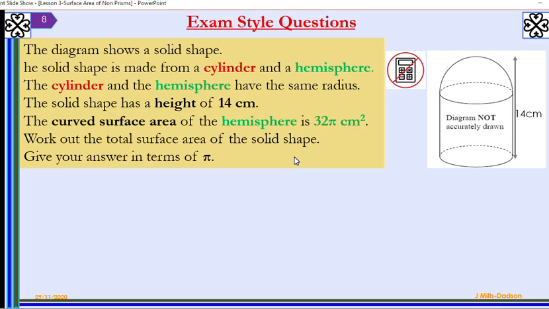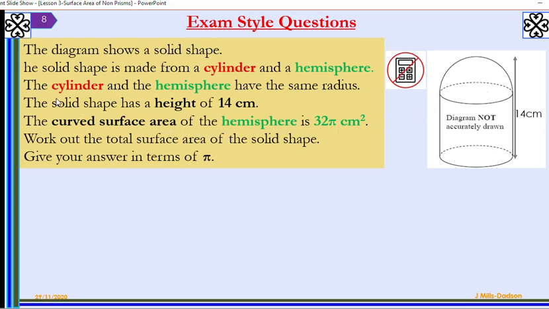Now let's look at an exam question. Sometimes students know the concepts of working out spheres, hemispheres and cylinders, but they don't bring that knowledge into answering the question. They just do things in a disjointed way. If you look at this question, for example, it shows a solid shape made of a cylinder and a hemisphere.